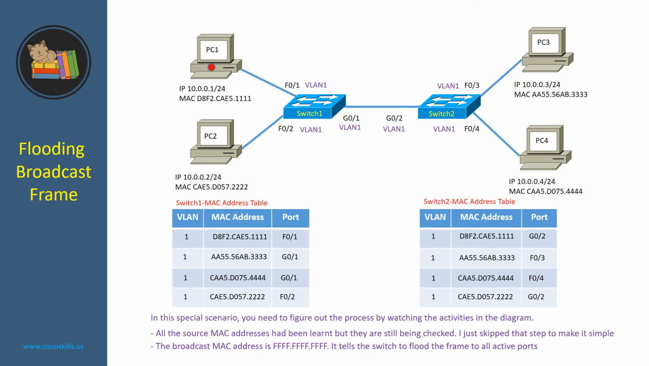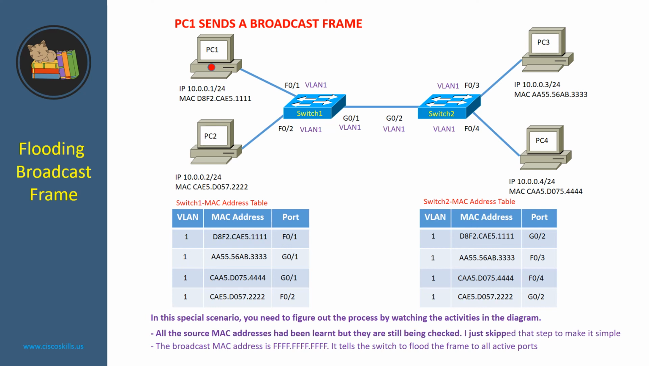Let's look into a special scenario when PC1 sends a broadcast frame. In this special scenario, you need to figure out the process by watching the activities in the diagram. All the source MAC addresses had been learned, but they're still being checked. I just skipped that step to make it simple. The broadcast MAC address is all Fs. It tells the switch to flood the frame out to all the active ports except the port where the frame comes from. Let's do it.